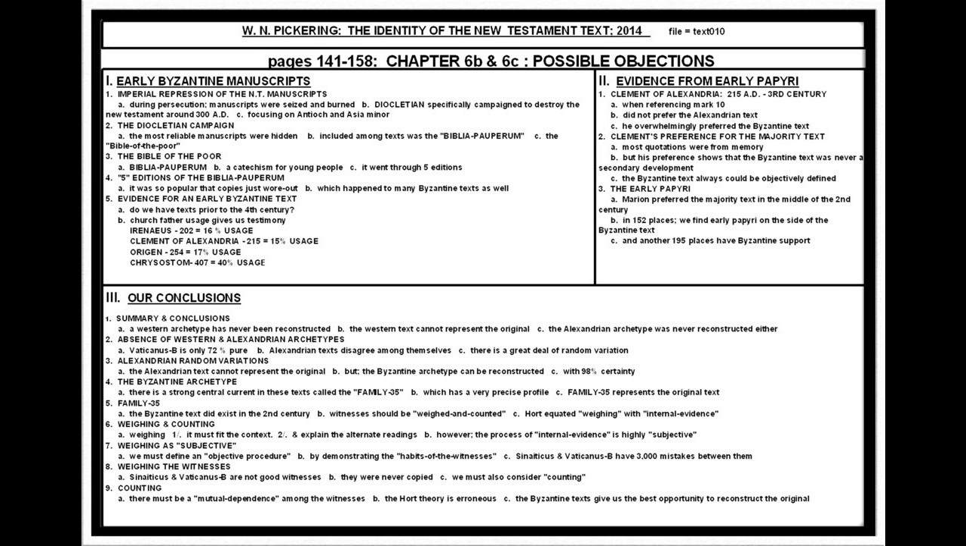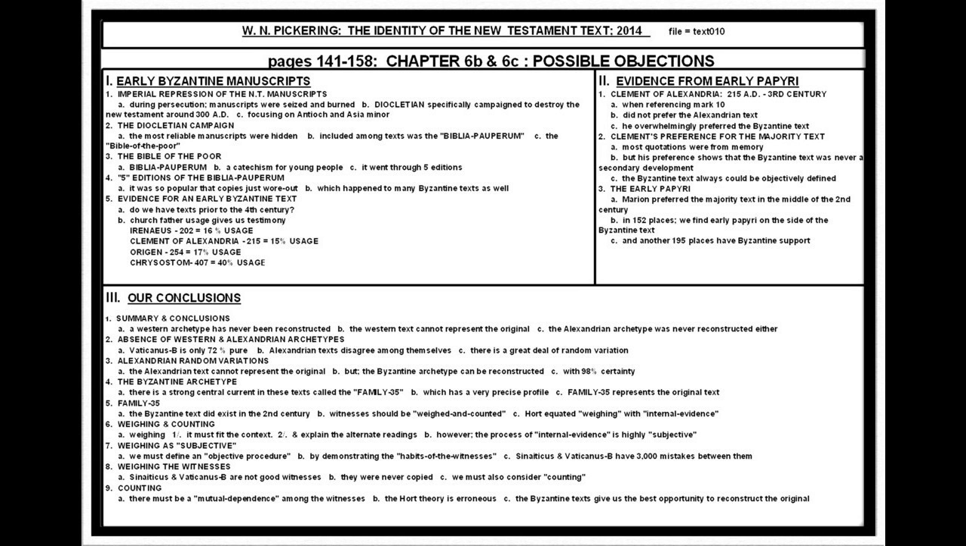And so what we have to really allow Pickering to imprint in our minds is Block 1, Note 5. Evidence for early Byzantine text. And we can just look at that usage. Irenaeus, 202, there was a 16% usage. Clement of Alexandria, 215, it increases to about the same, 15% usage. But Origen, 254, 17% usage. Chrysostom, 407 AD, a jump to 40% usage. But there is usage in the 3rd century. And so there is early evidence, early testimony for a Byzantine text. It is not a secondary 4th century text only.